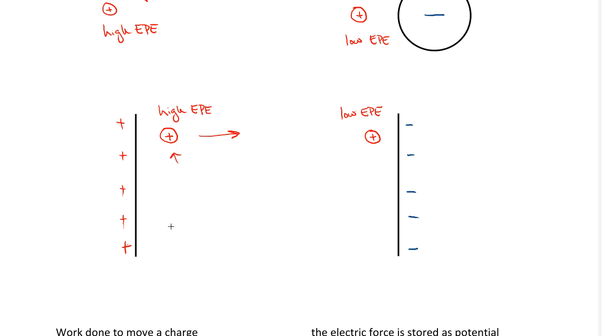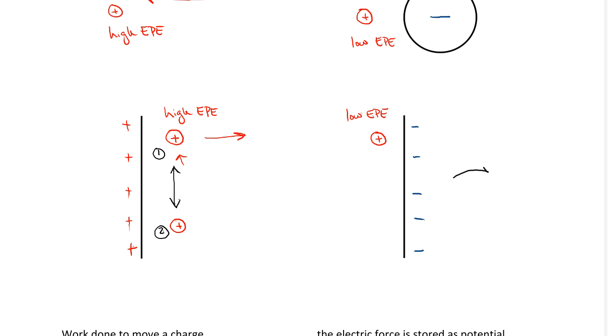If I move up and down, I'm not changing the potential energy of the system. I've still got the same proximity between the charge and the plate. So this down here, if I call this setup 1 and this setup 2, 1 and 2 have the same electric potential energy stored in the system, and no work is required to move from 1 to 2 or back.